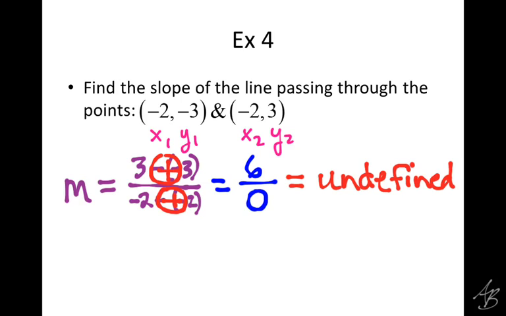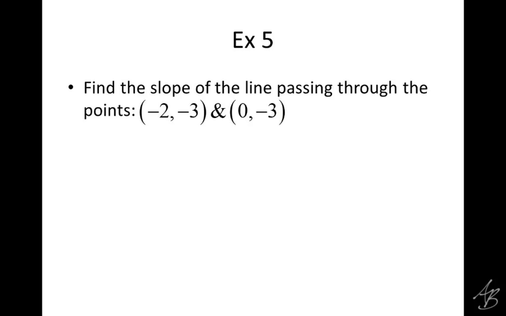Okay, this is going to be a vertical line, and when we get anything divided by 0 when we're doing slope, that means the points are directly on top of each other, and it's going to be a vertical line, so we call the slope of a vertical line undefined. All right, moving on to example 5. Go ahead and try this one on your own.